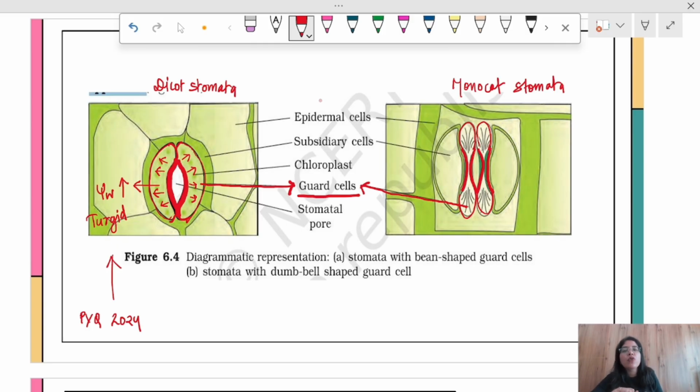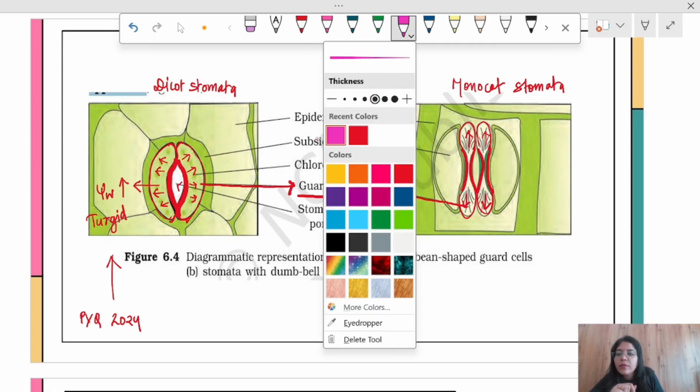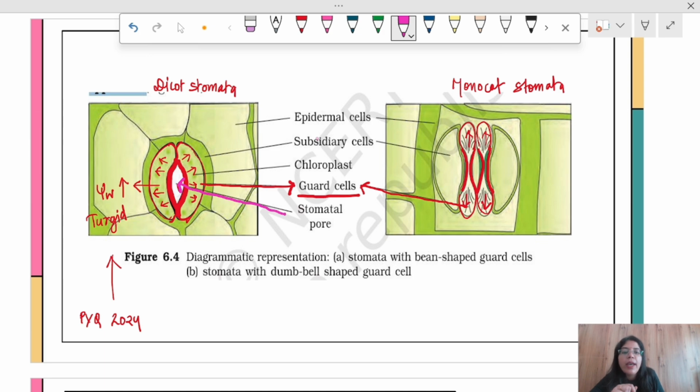And if they stretch, what will happen? A pore will be created here, right? Same way here, the turgid condition will result in the formation of a pore here. So you can see that they have labeled the stomatal pore here. This is the stomatal pore. Okay, and I will label here, this is the stomatal pore which they have not labeled. So you understood? Guard cell is enclosing a stomatal pore.